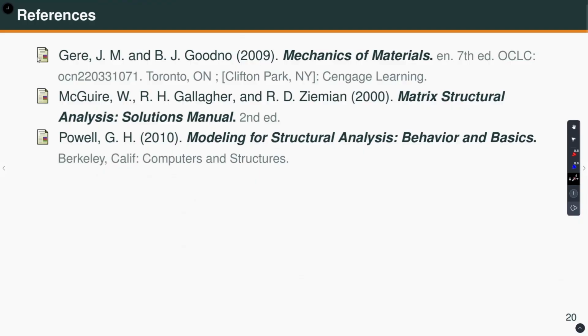In the next lecture, we will talk about the P big delta versus P small delta contribution, and then we will see lateral load behavior of frames. These are the references that I have used in this lecture.